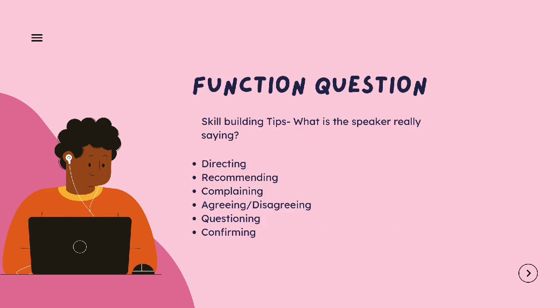When listening to the passage, ask yourself what the speaker is really doing by saying certain things. The speaker may be doing things like directing, recommending, complaining, agreeing or disagreeing, questioning, or confirming. When you know these types of intentions and that they often happen beneath the surface of what is said, they can help you identify the function of what is said more easily.